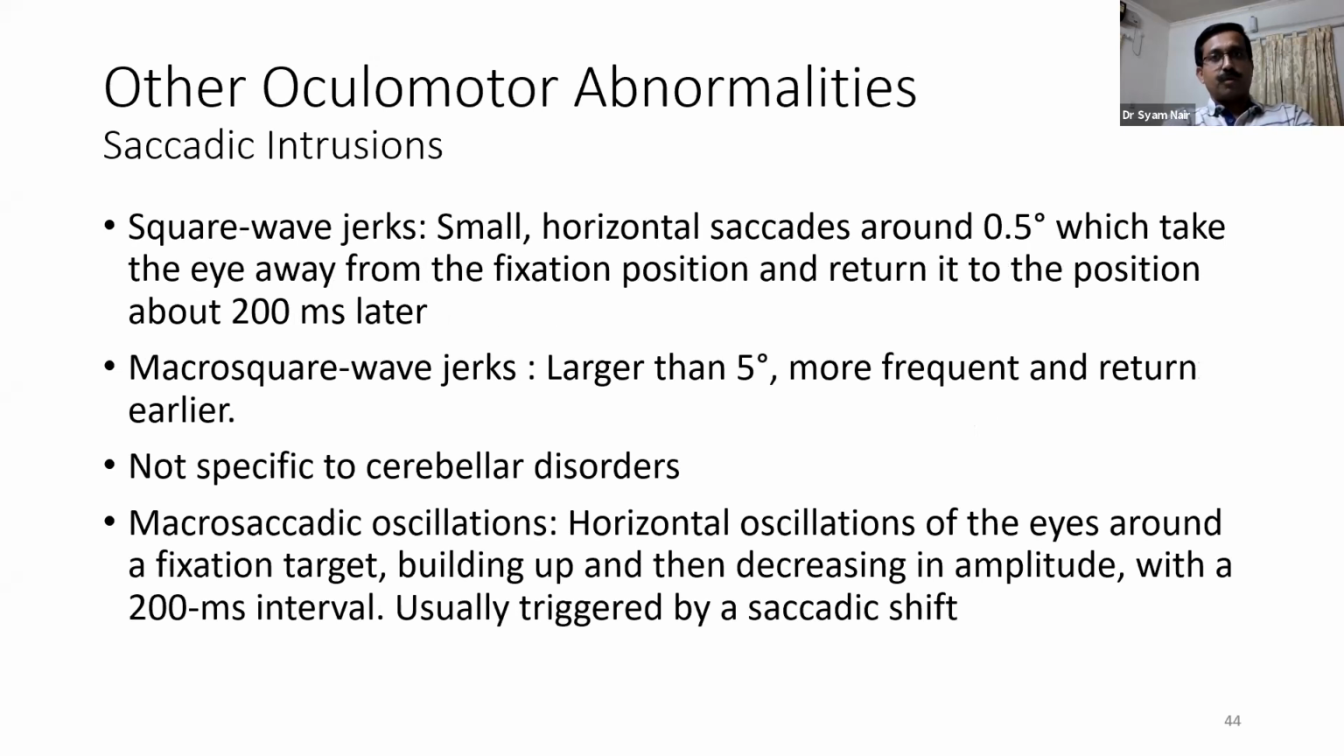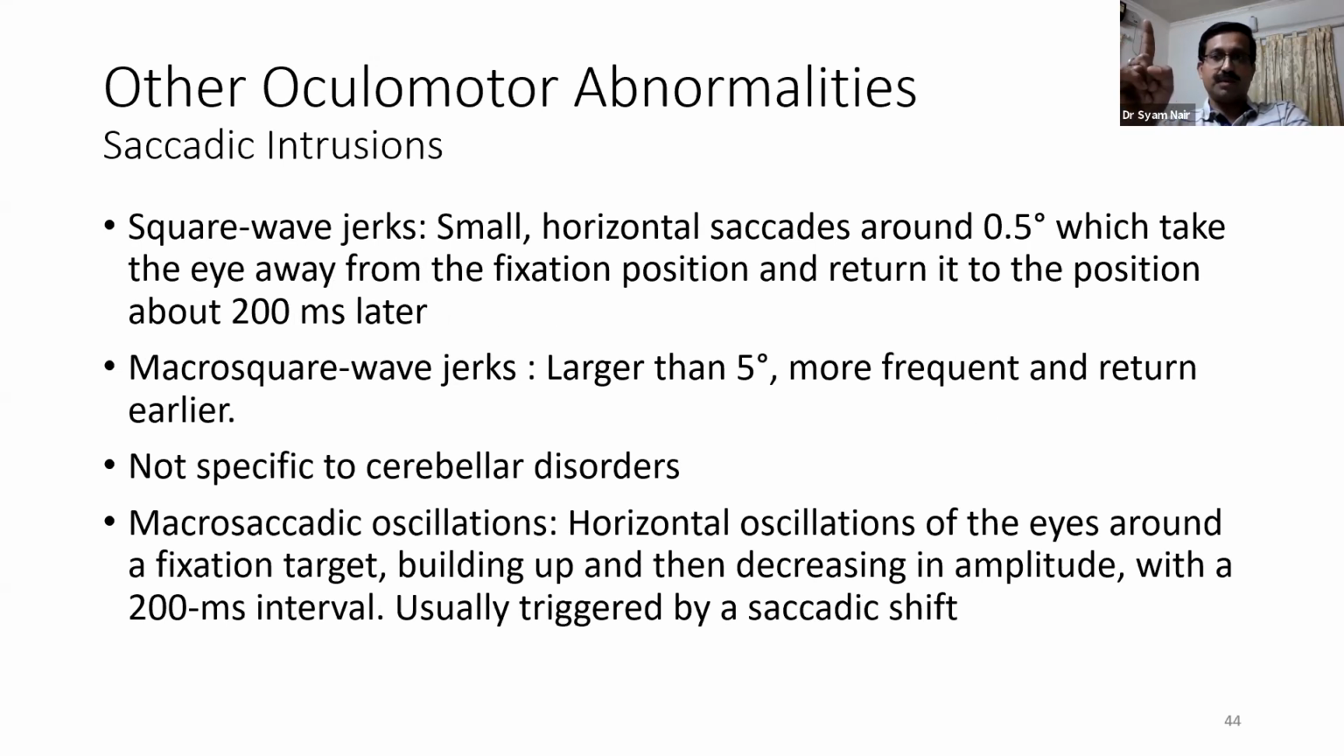Other oculomotor abnormalities which are common in cerebellar disorders include saccadic intrusions. That means saccades come involuntarily without the patient's willful attention. The most common saccadic intrusion is square wave jerks. These are small horizontal saccades of around 0.5 degrees. As saccades are rotational movements, the amplitude of a saccade is expressed in degrees. So square wave jerks are very small, spontaneous saccades around 0.5 degrees, which take the eye away from the fixation point, and immediately the eye returns to the fixation point.